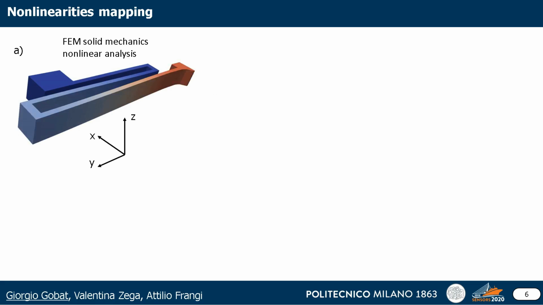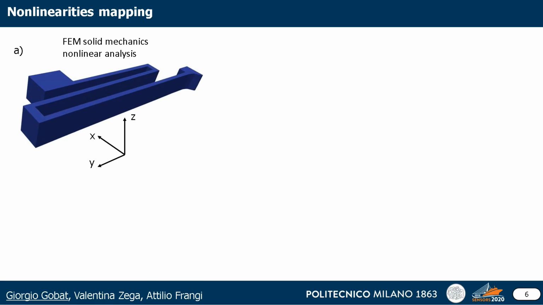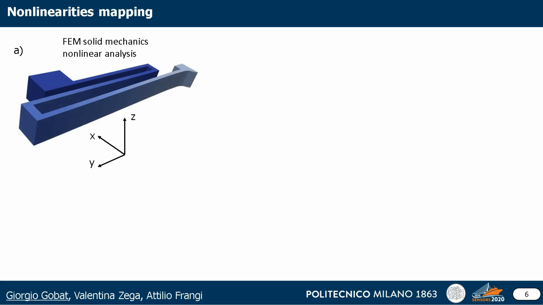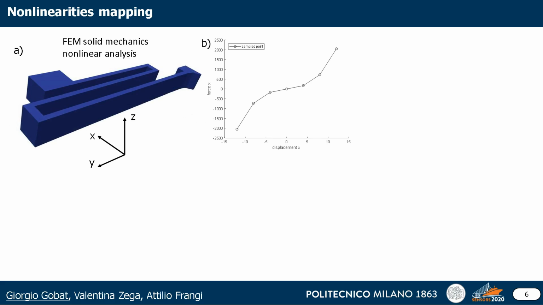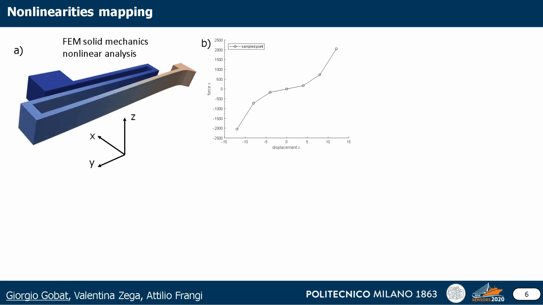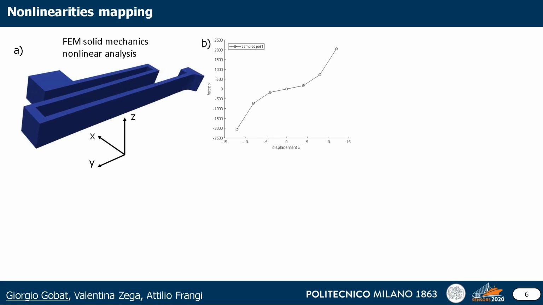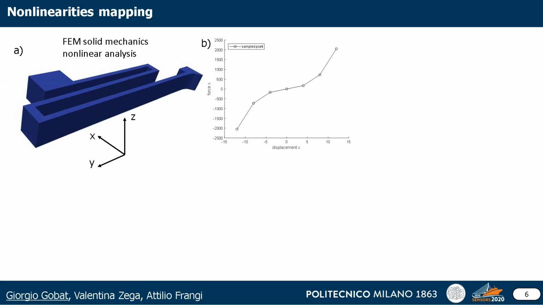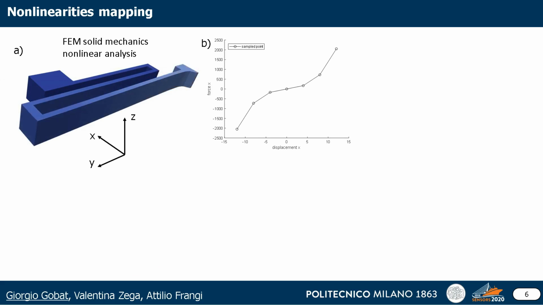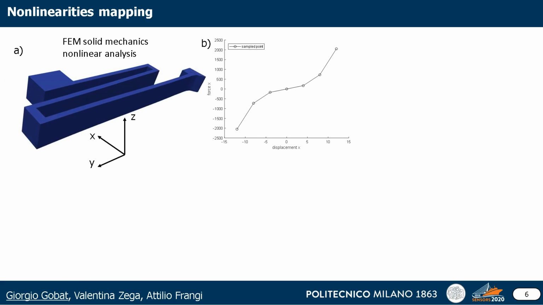In this example, we consider an imposed motion along the x-axis, as shown in animation A. From this simulation, we can determine the reaction forces for each displacement considered. This gives the nonlinear internal force function consequent to geometric nonlinearities. The results are shown in figure B, referring to the reaction force along the x direction.